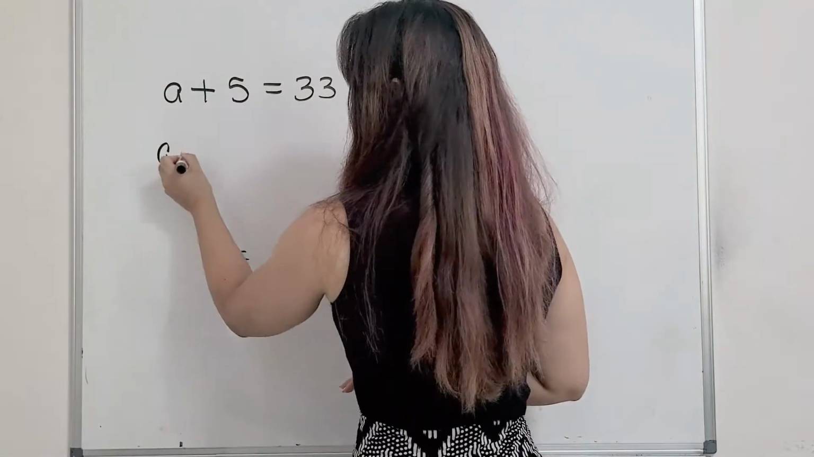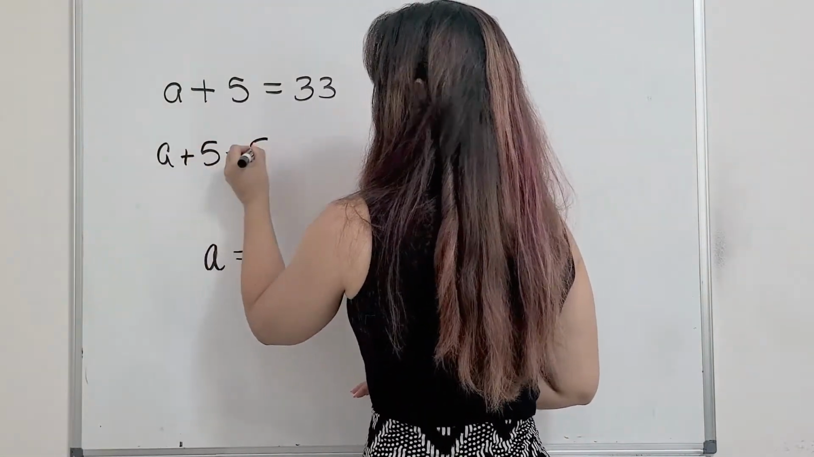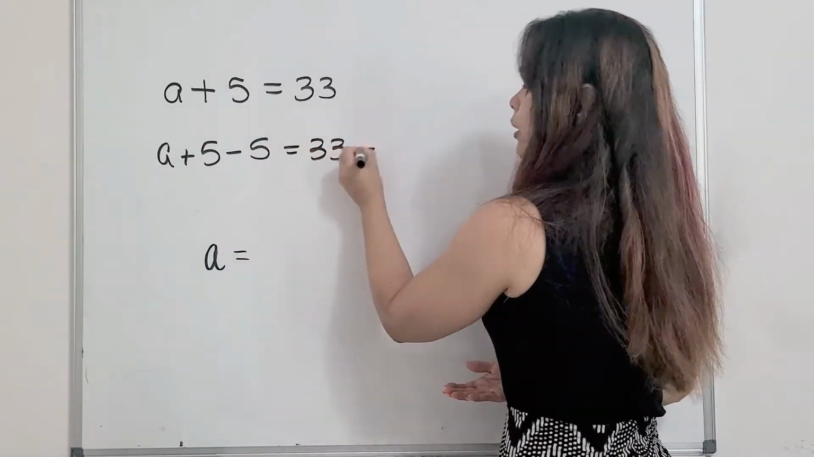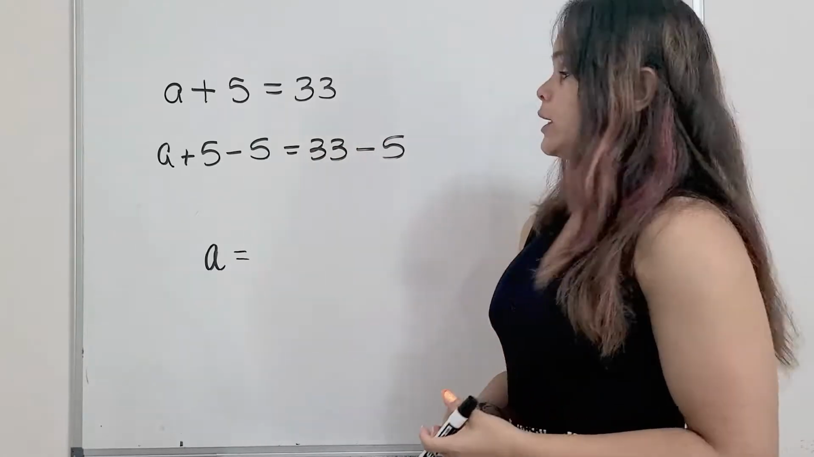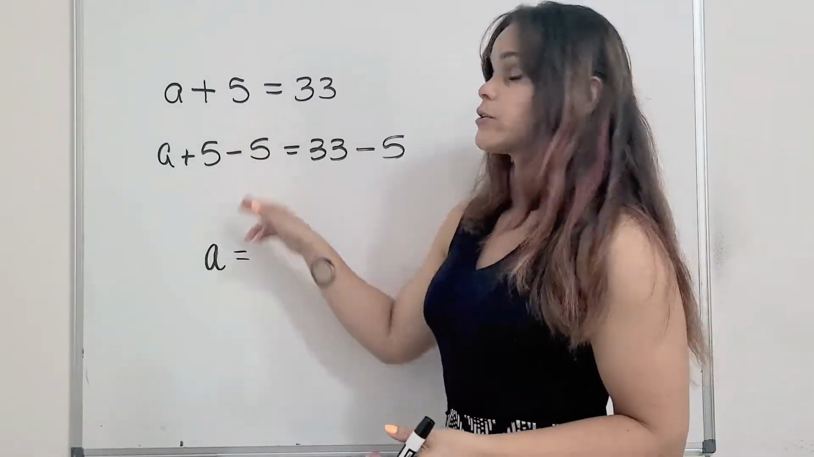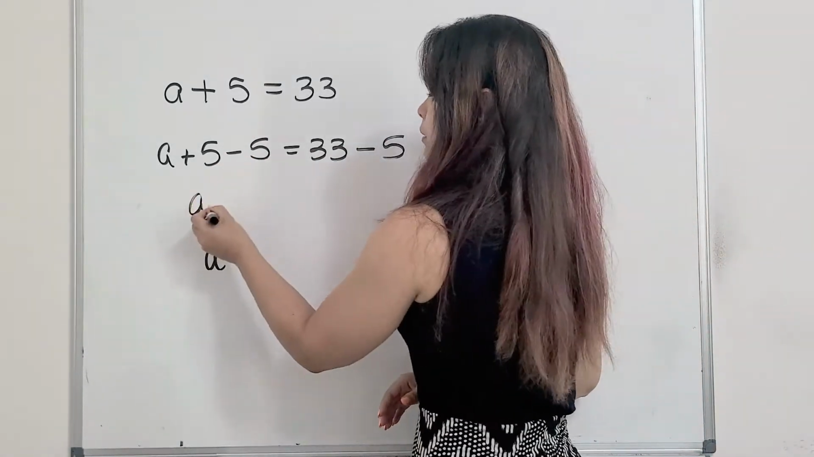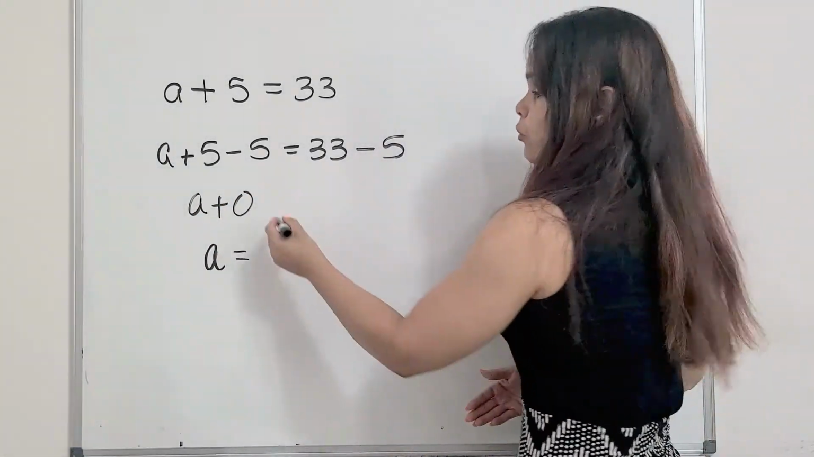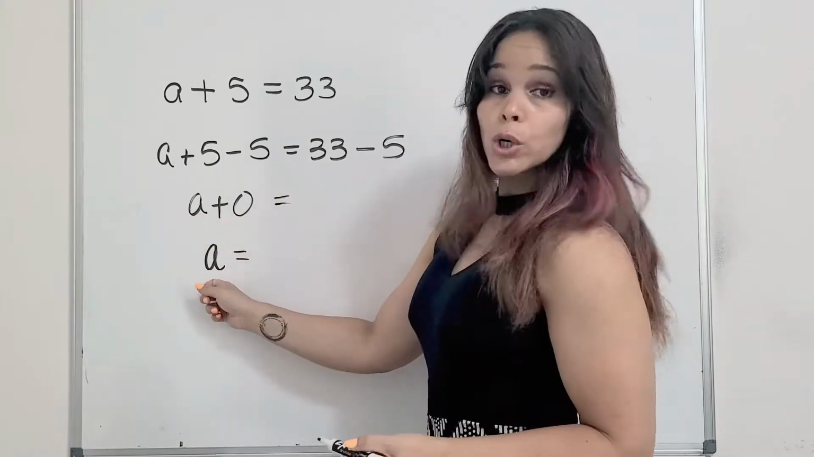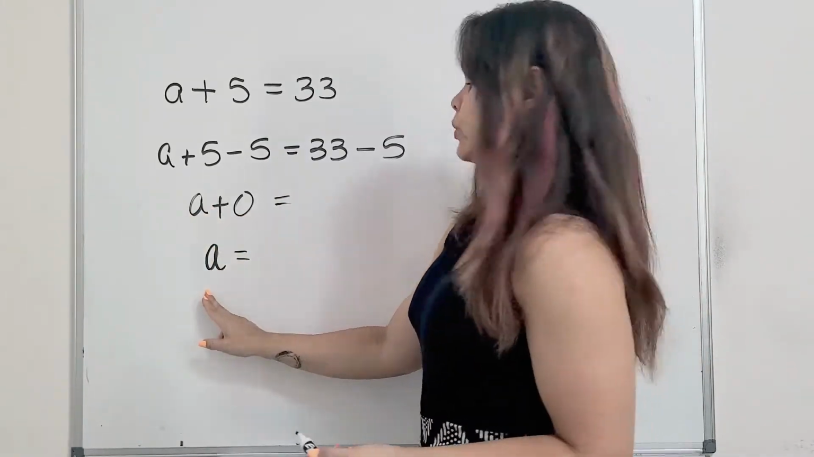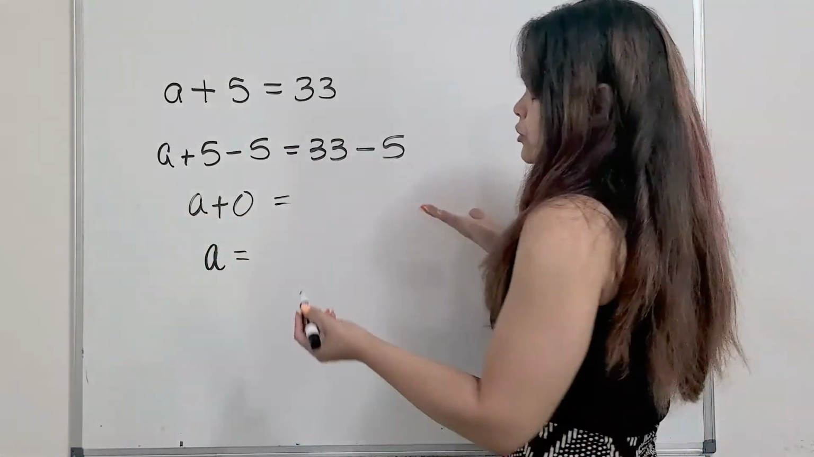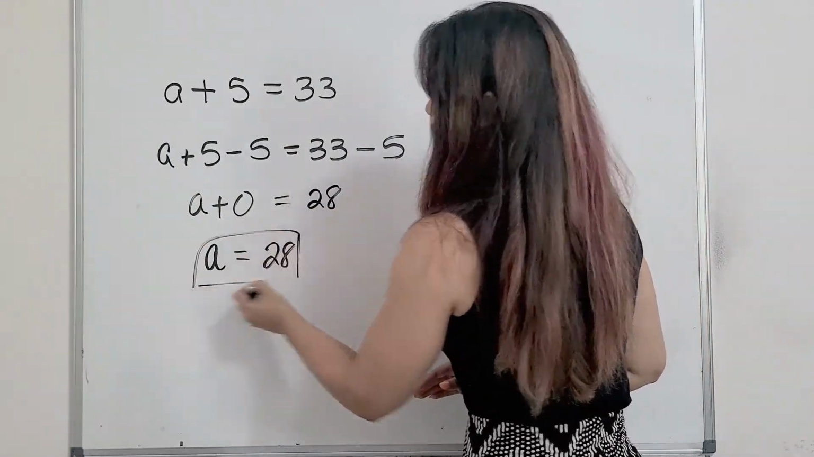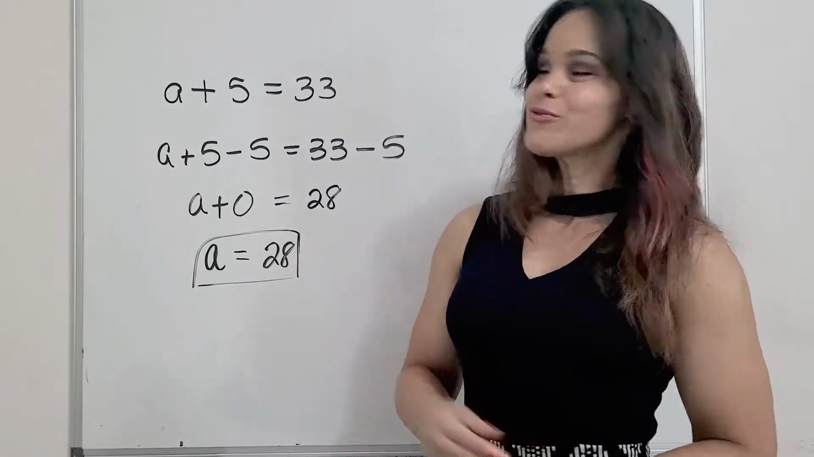But if I decide to subtract 5 on the left side, I also have to do that on the right side. So I'm going to subtract 5 here too. And observe what happens. 5 minus 5 is 0. So a plus 0, any number added to 0 is the same number. So we're going to reach our goal, that is to have the variable alone. Okay, so 33 minus 5, we just finished simplifying that, and we have that a is going to be equal to 28. And here we have the solution for this equation.